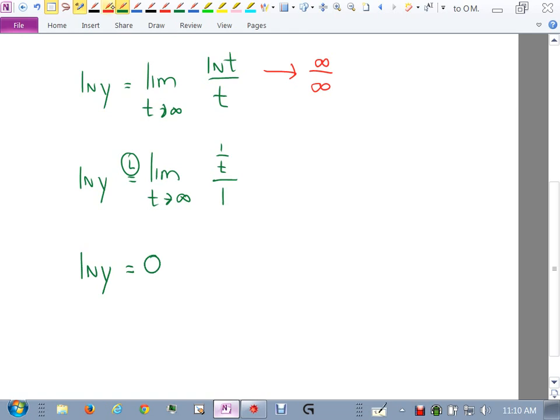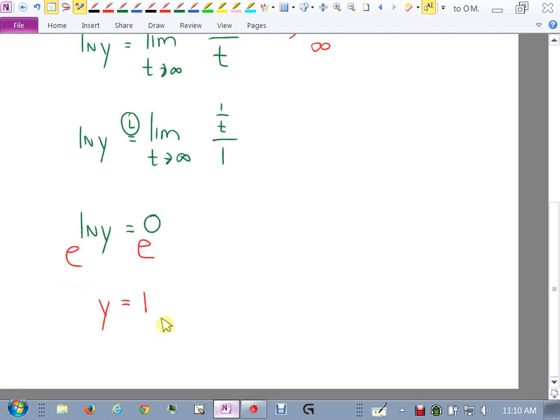And now if I take e on both sides, I can get rid of the natural log. So e to that and e to that. So that means y is what? e to the 0? 1. So that should have gone to 1. Questions?